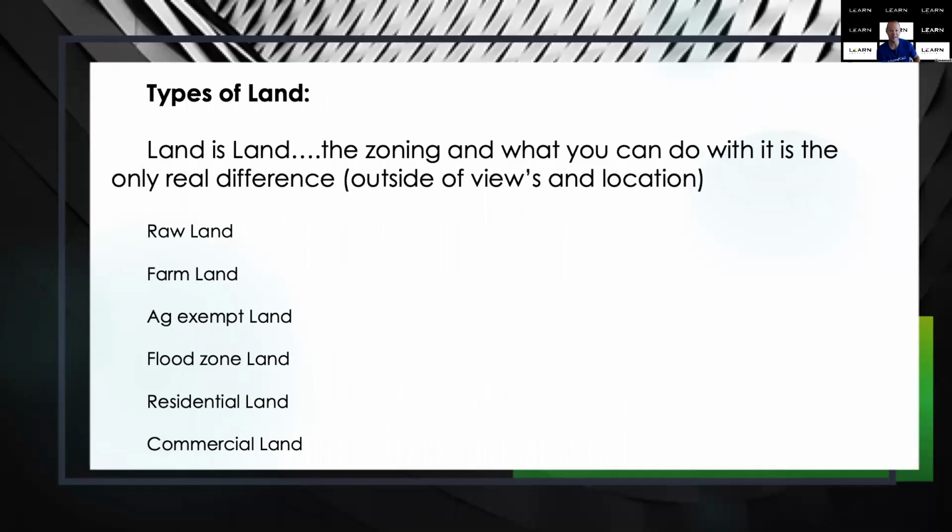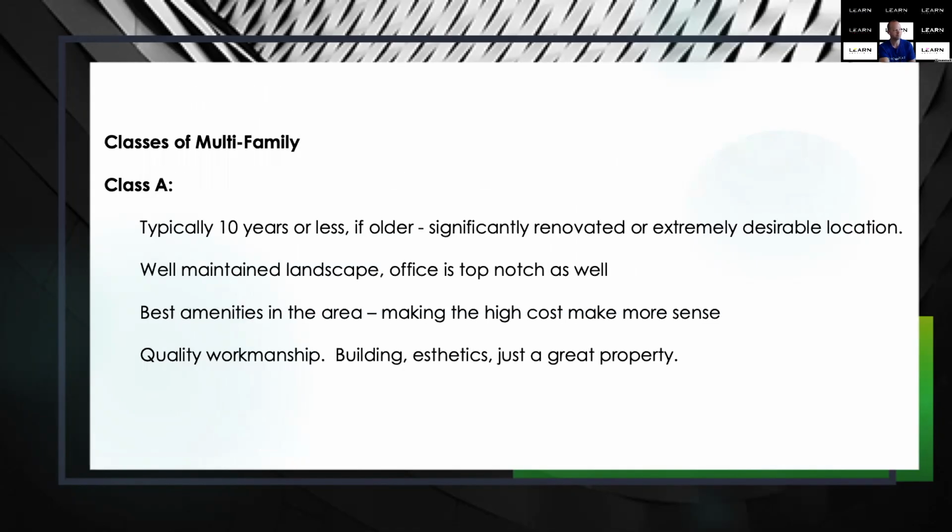All right, so types of land. Land is land. The zoning and what you can do with it is the only real difference, outside of views and location, of course. Because in Texas, we don't have the views that you do in California or Florida, but we do have a lot more affordable land. So it's just, what can you do with the land? We have raw land, farmland, ag exempt land, flood zone land, residential land, commercial land. We're going to talk more about land on the backside. We're going to jump back into multifamily right now.